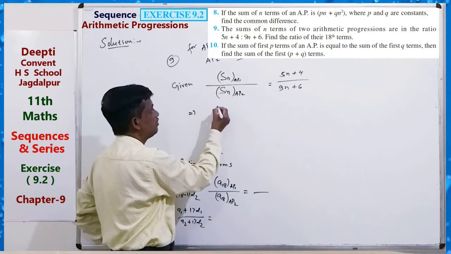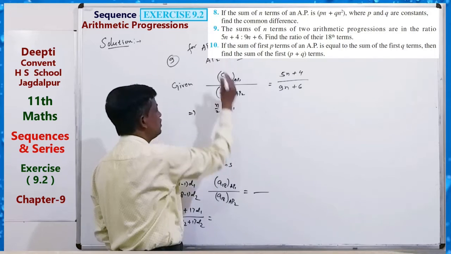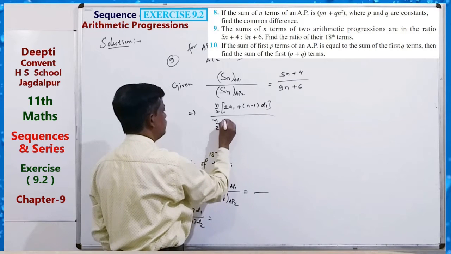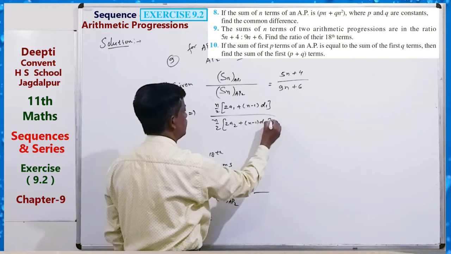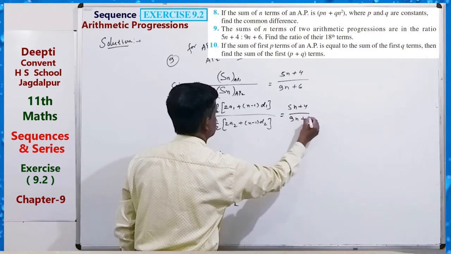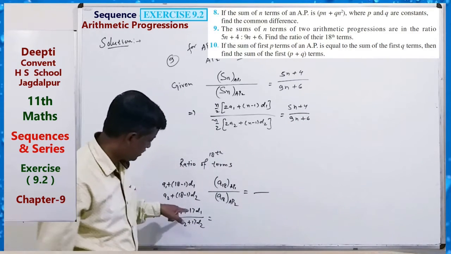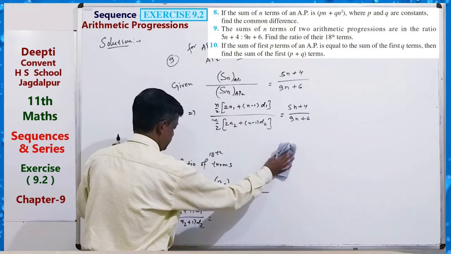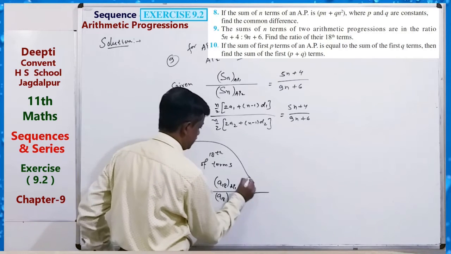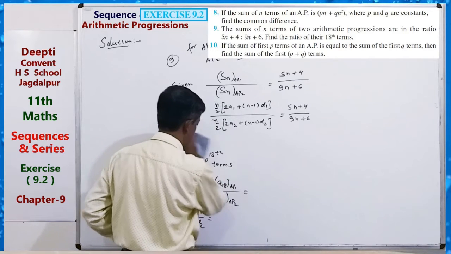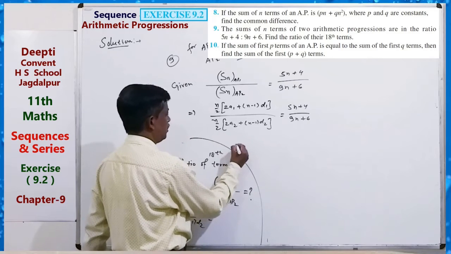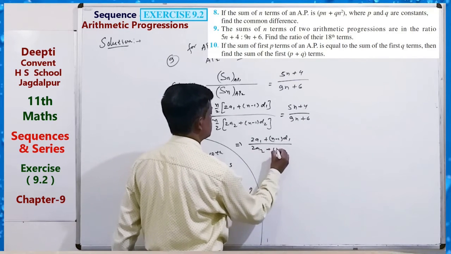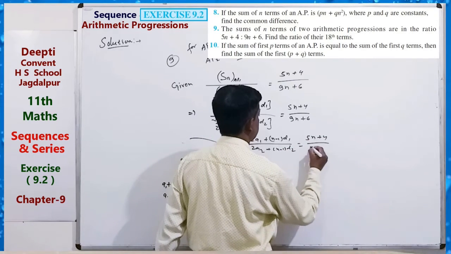So here we can write n by 2 into 2A1 plus n minus 1 into D1 for the first AP, and n by 2 into 2A2 plus n minus 1 into D2, equals 5n plus 4 upon 9n plus 6. This is the given relation. The n by 2 cancels, so we get 2A1 plus n minus 1 into D1 over 2A2 plus n minus 1 into D2 equals 5n plus 4 by 9n plus 6.